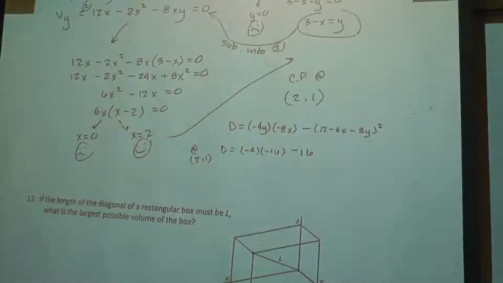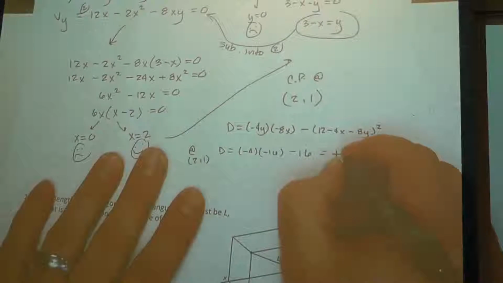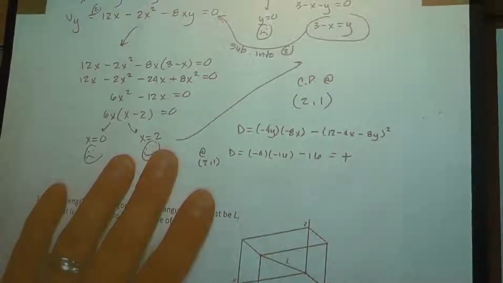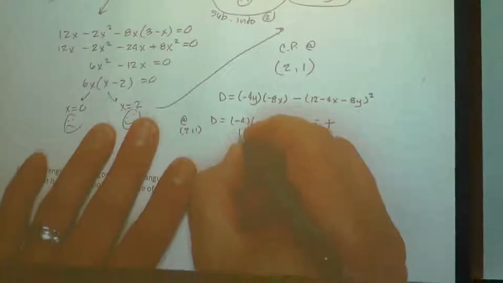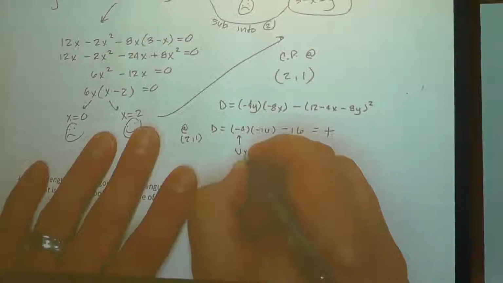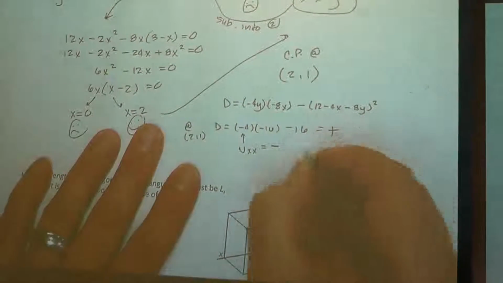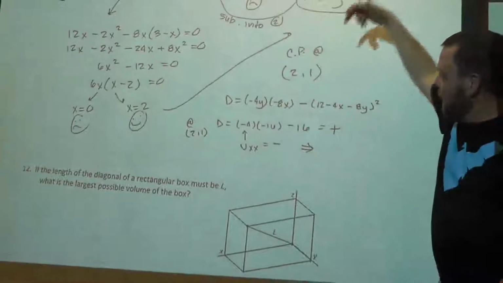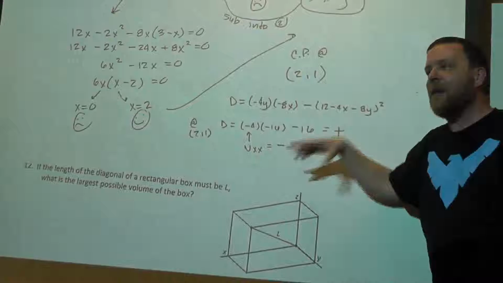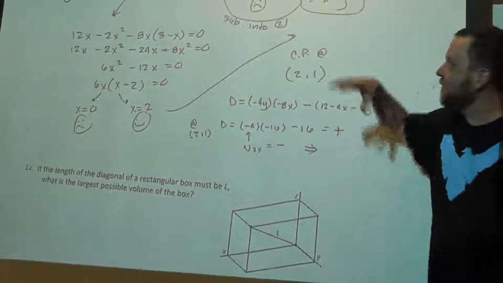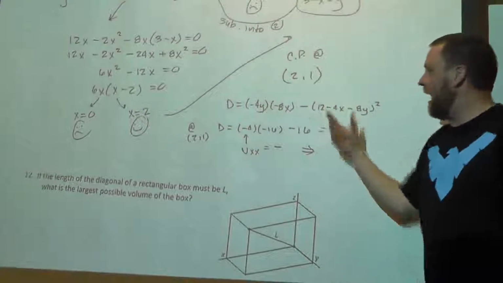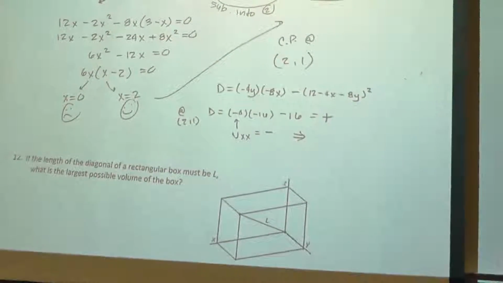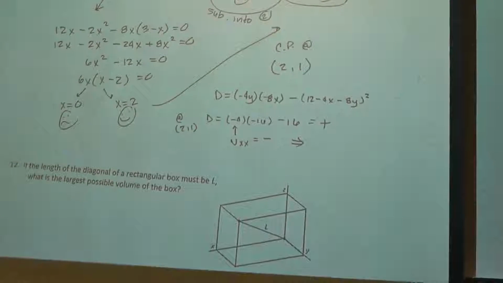So you get a positive value of D, because 64 minus 16 is a positive number. And then in this case, vxx is negative. So that means for this volume function, this critical point sits at the top of a concave down surface. You do get a maximum volume, V value, at those dimensions for x and y. So the question says, determine the x, y, z dimensions for the box.